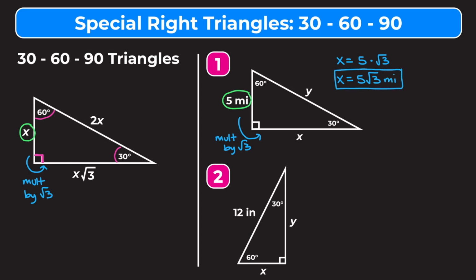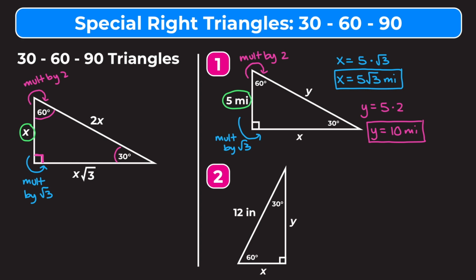Now we're going to do a similar thing to find the hypotenuse, but we've got to use the rule from the diagram on the left. If we look at the diagram on the left, to get from the short side to our hypotenuse, we have to multiply by 2 in our problem. So y is going to be equal to our short side, which is 5 miles, times 2, and 5 times 2 is 10. So we get that our hypotenuse is equal to 10 miles.